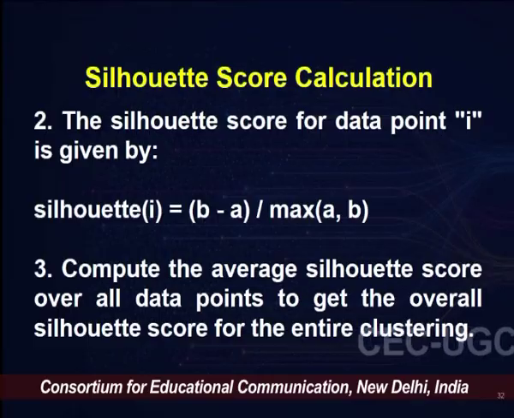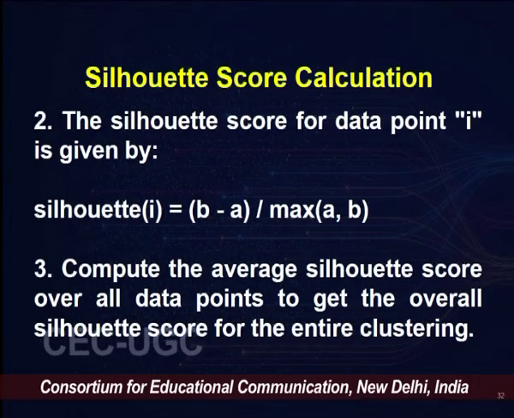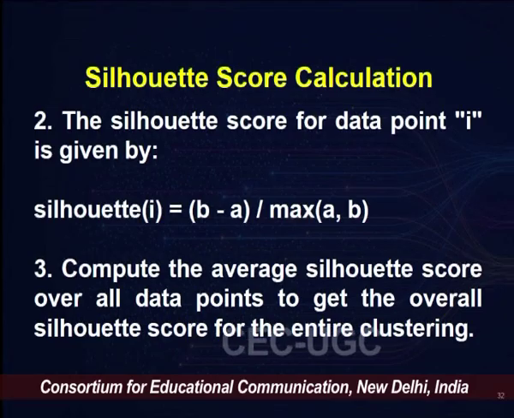The second step is to calculate the score for data point i. The Silhouette score is defined as you can see in this diagram. This is the formula: b minus a, where b and a were defined in the previous slide, divided by the max of a comma b. Then I compute the average score over all the data points to get the overall score for the entire clustering. Now, let us see how to interpret this score.